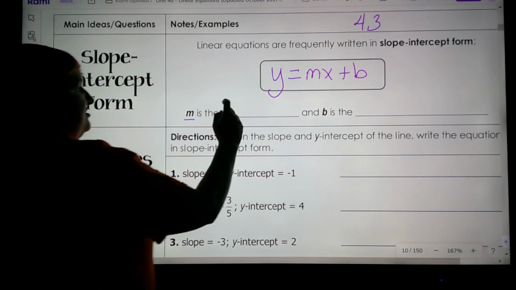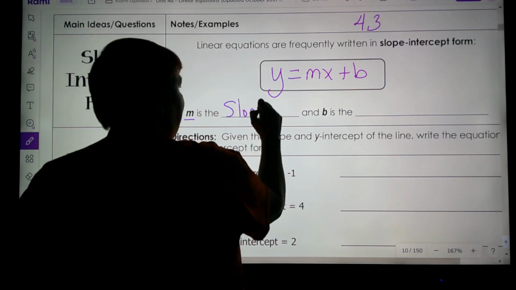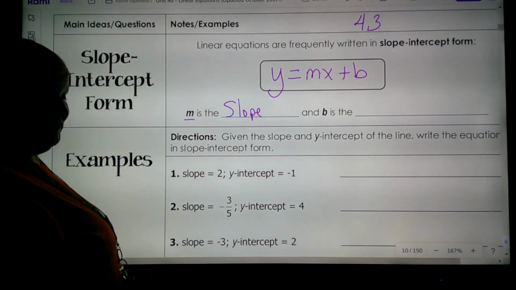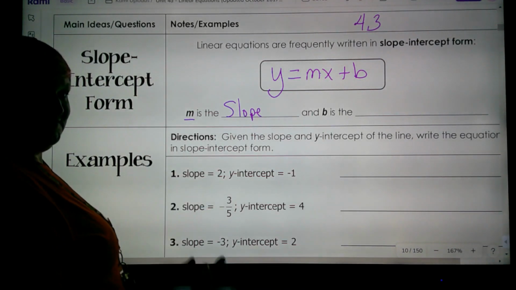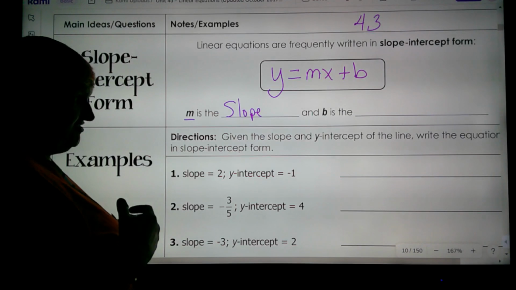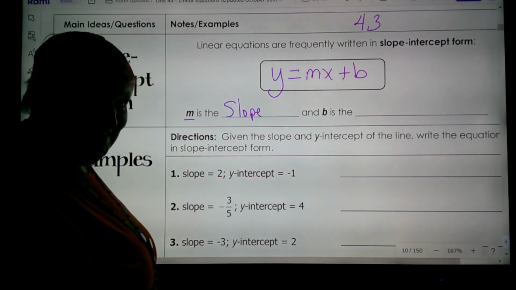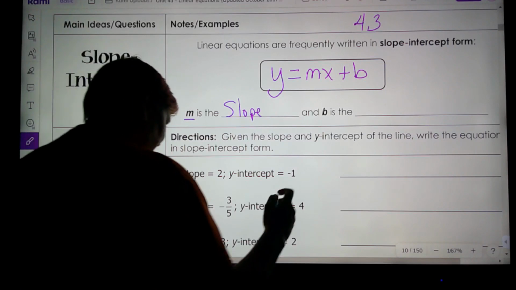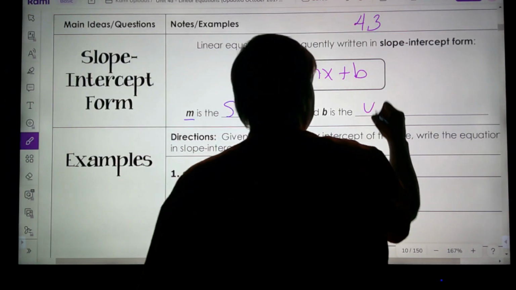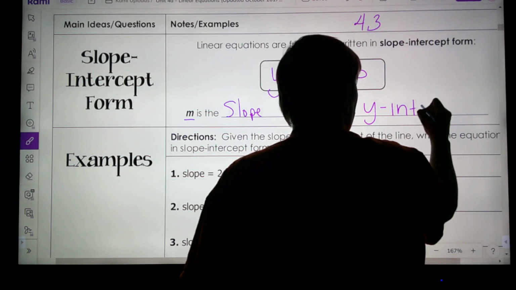M, as we just learned, is the slope. It's the steepness: the positive, the negative, the zero, the undefined. B is where it intercepts the y-axis. So it is the y-intercept.